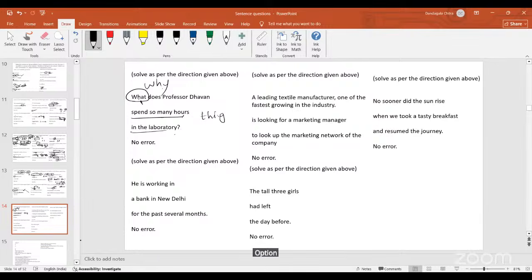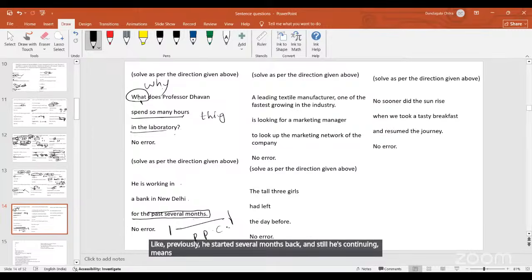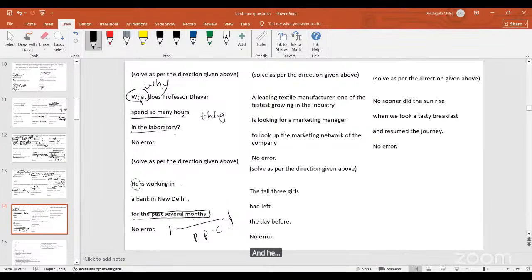He is working in a bank in New Delhi for the past several months. Option B, sir. A bank at New Delhi. The error is in option A, sir. He has been working, sir. Yes, for the past several months. Previously he started several months back and still he is continuing, means present perfect continuous.